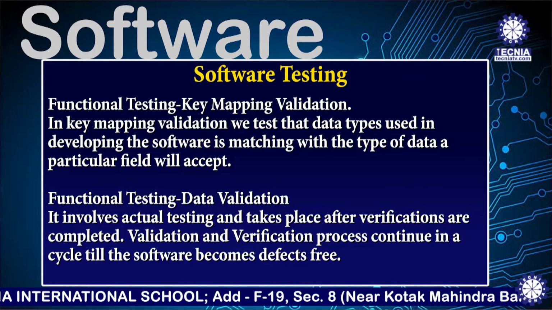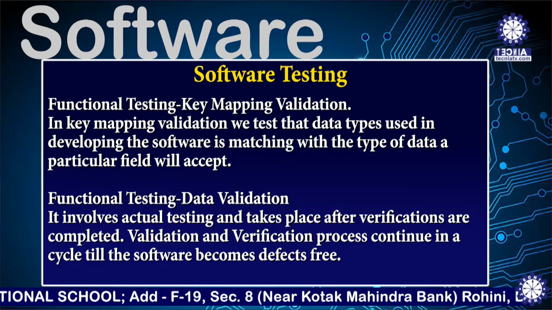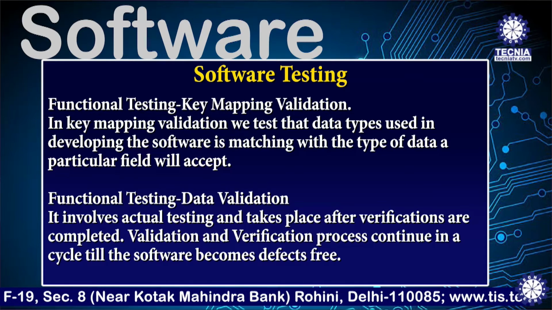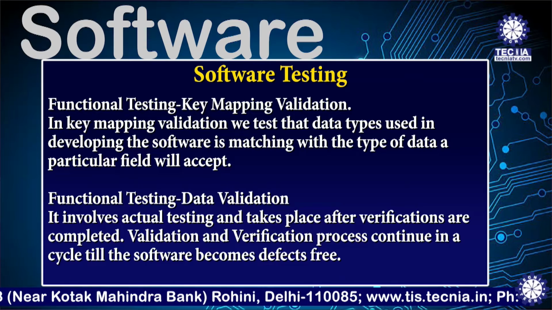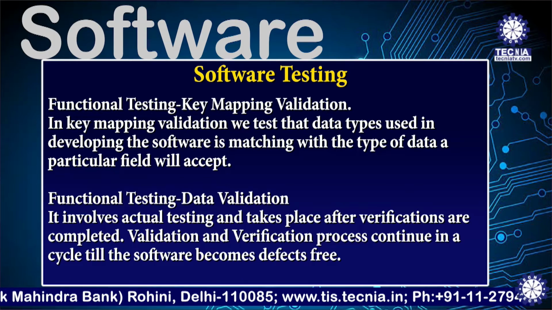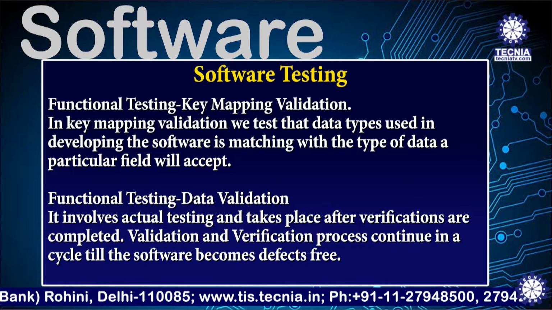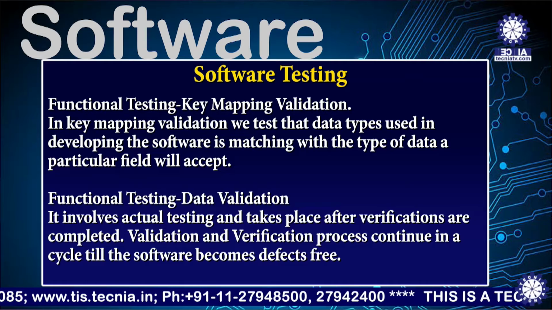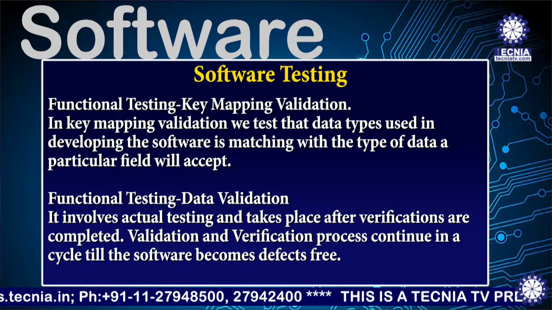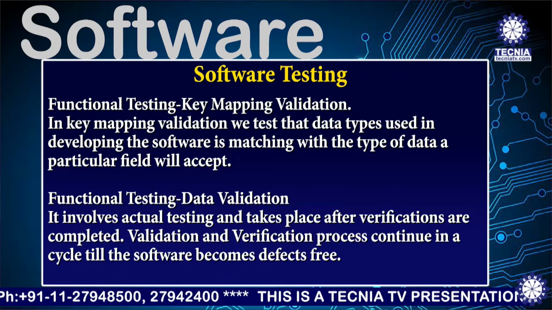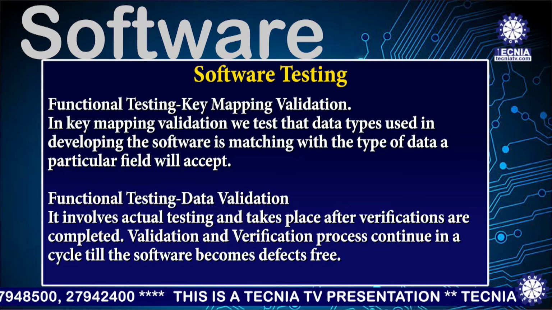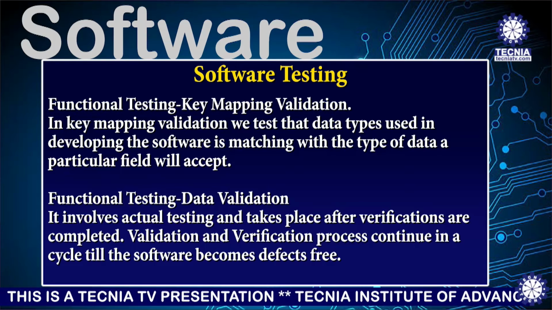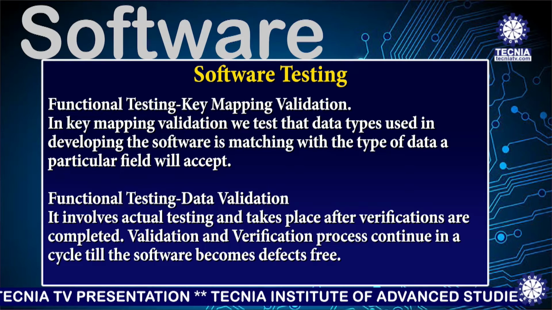So friends, in any software, we have several fields, and every field accepts data accordingly. If a particular field is a numeric field, it must accept numeric values. If a particular field is a character field, it must accept character values. So in validation, whatever data type has been defined, if the software is accepting that type of data, then we say that it is valid, and then we also say that functional testing is complete.